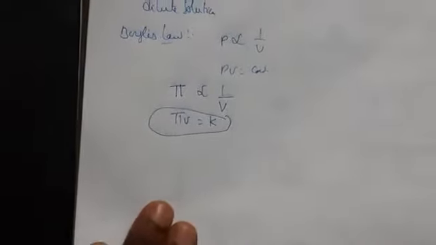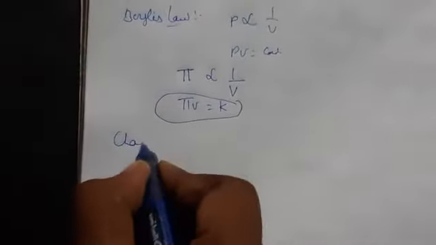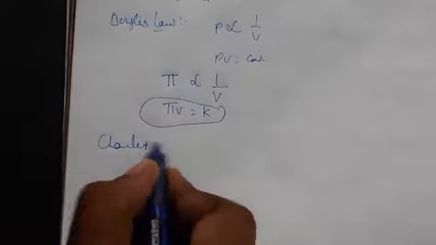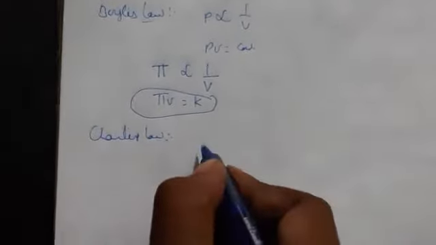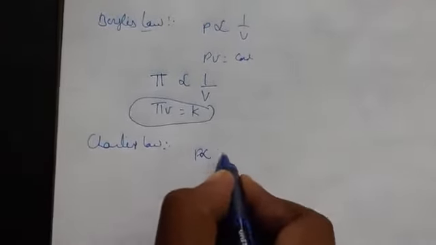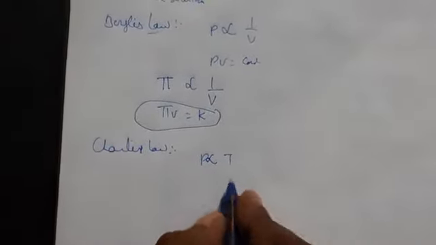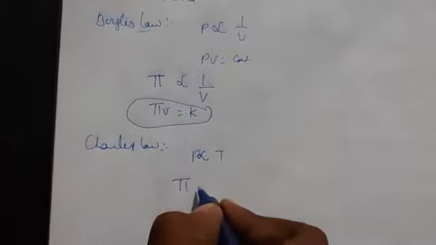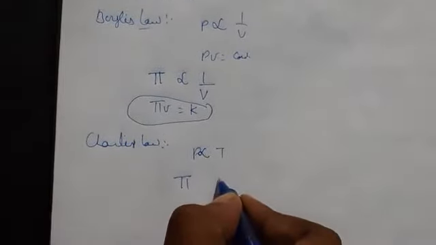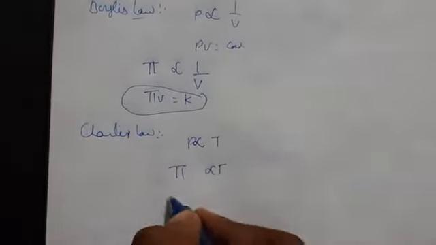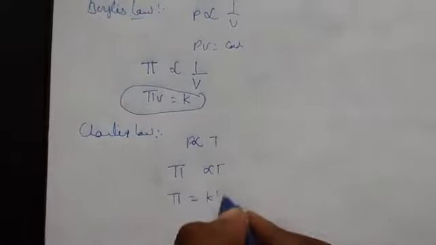Coming to Charles' law: P is directly proportional to temperature at constant volume. So in osmosis, pi is directly proportional to T, then pi equals K' T. So this is about Charles' law. This is constant, this is constant.